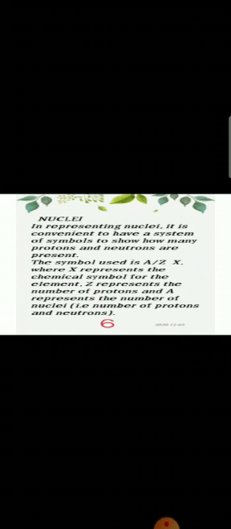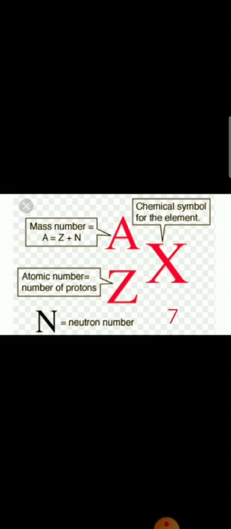Now, in representing the nuclei, it is convenient to have a system of symbols to show how many protons and neutrons are present. So this is the way to express the elements with their atomic number and mass number respectively. Here X shows the chemical symbol for any element, while A shows the mass number that we get by the addition of the number of protons and the number of neutrons, or we can simply say the atomic number plus the number of neutrons, where Z shows the atomic number, which is equal to the number of protons, and capital N shows the number of neutrons, but there is no need to write it in this symbol.